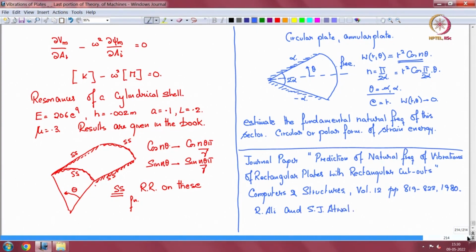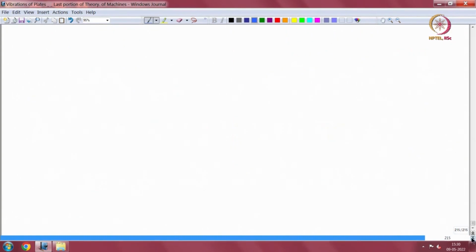Okay. This is an interesting paper. Very often you are faced with not normal plates, but plates with cutouts. You can have a plate with some part removed here or some part removed here, okay, or you can have a plate with some part removed over here.